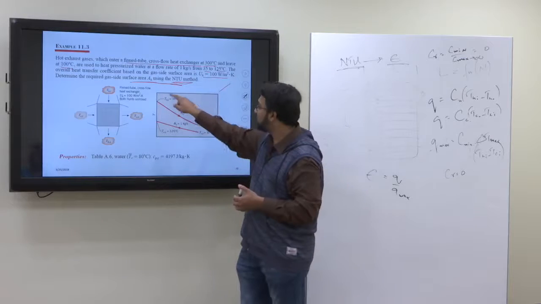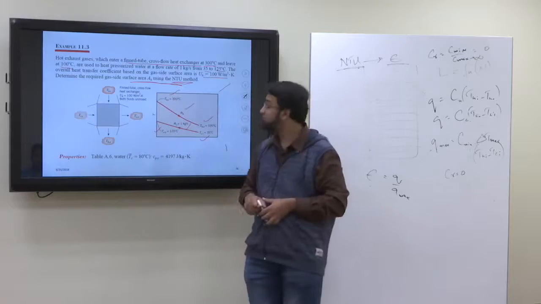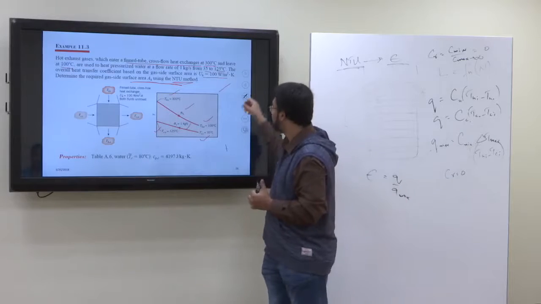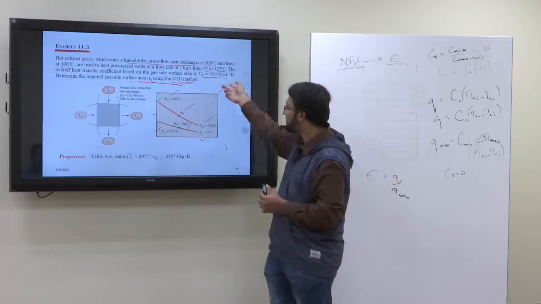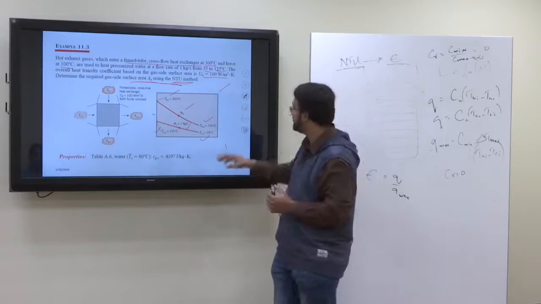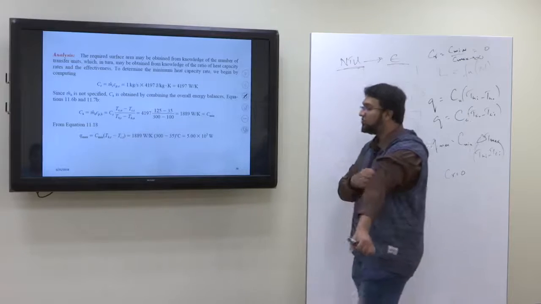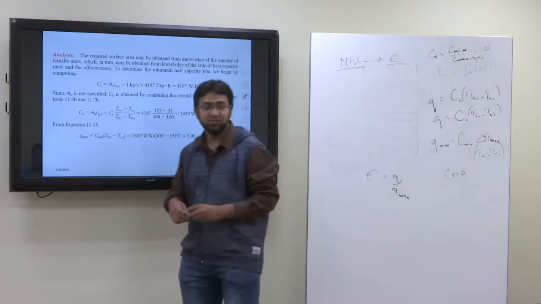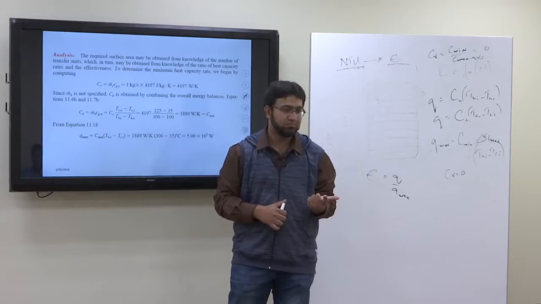So we know what is hot inlet, hot outlet, cold inlet, cold outlet, and we know the mass flow rates. If we know one mass flow rate, we can find the other one. It's not an issue. So we need to solve the problem. First of all, by using the NTU method, the most important thing is that we should know what is the C minimum and what is the C maximum.